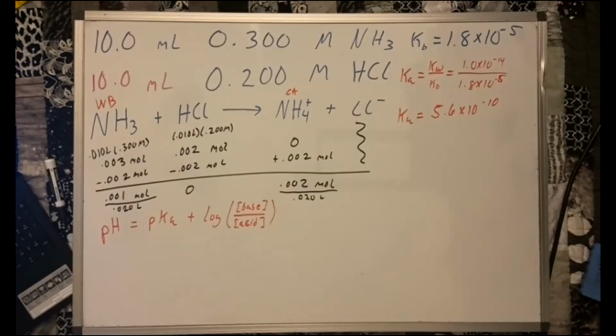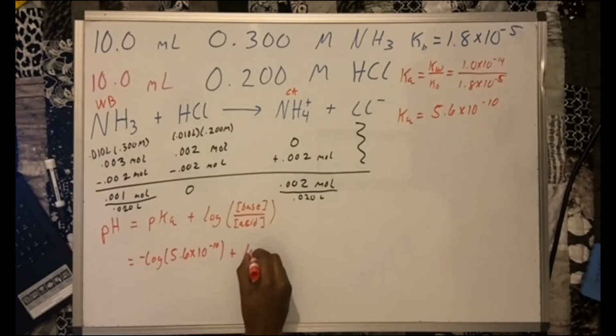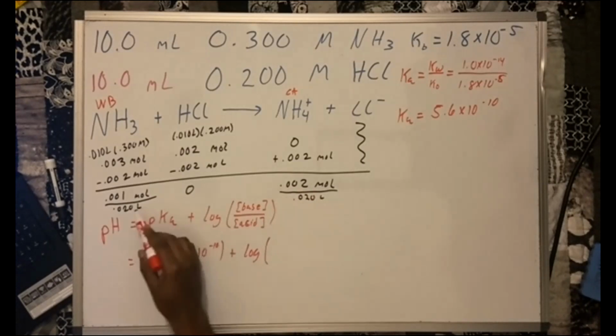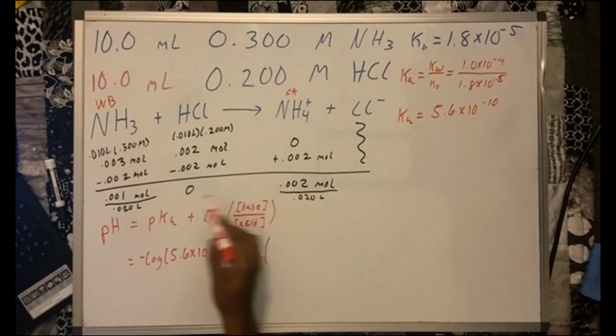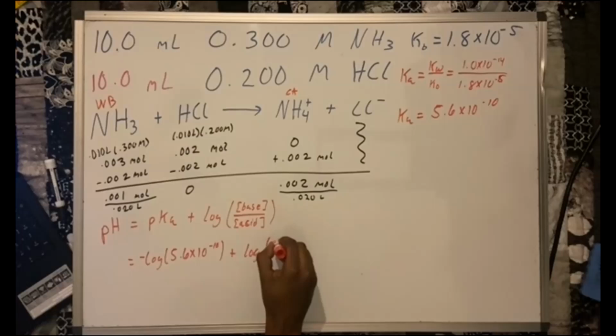Okay. Bam. So there's a Ka, get pKa from that, right? So negative log of 5.6 times 10 to the negative 10 plus the log. So here we can kind of be lazy. Usually you need to put concentrations in there. But again, since we would just be taking these moles and dividing them by the same number, we can just put the molar amount in there and get the same answer. So I'm just going to put moles.